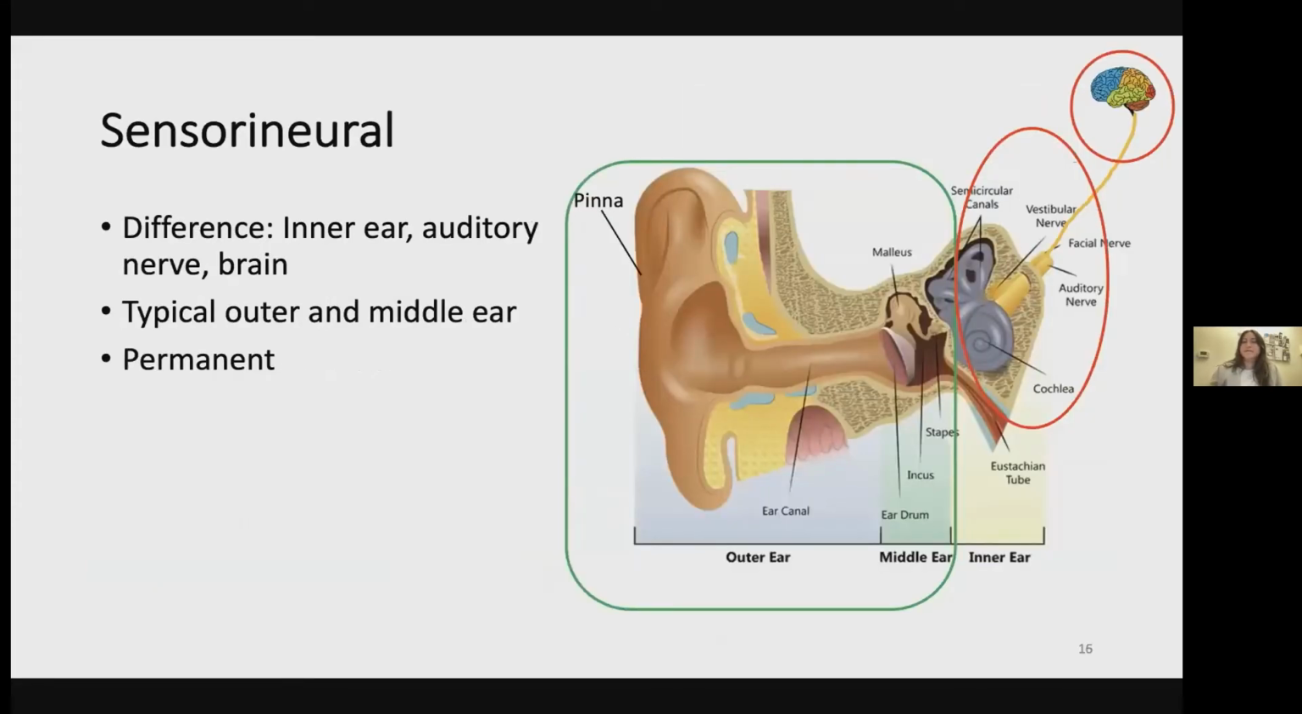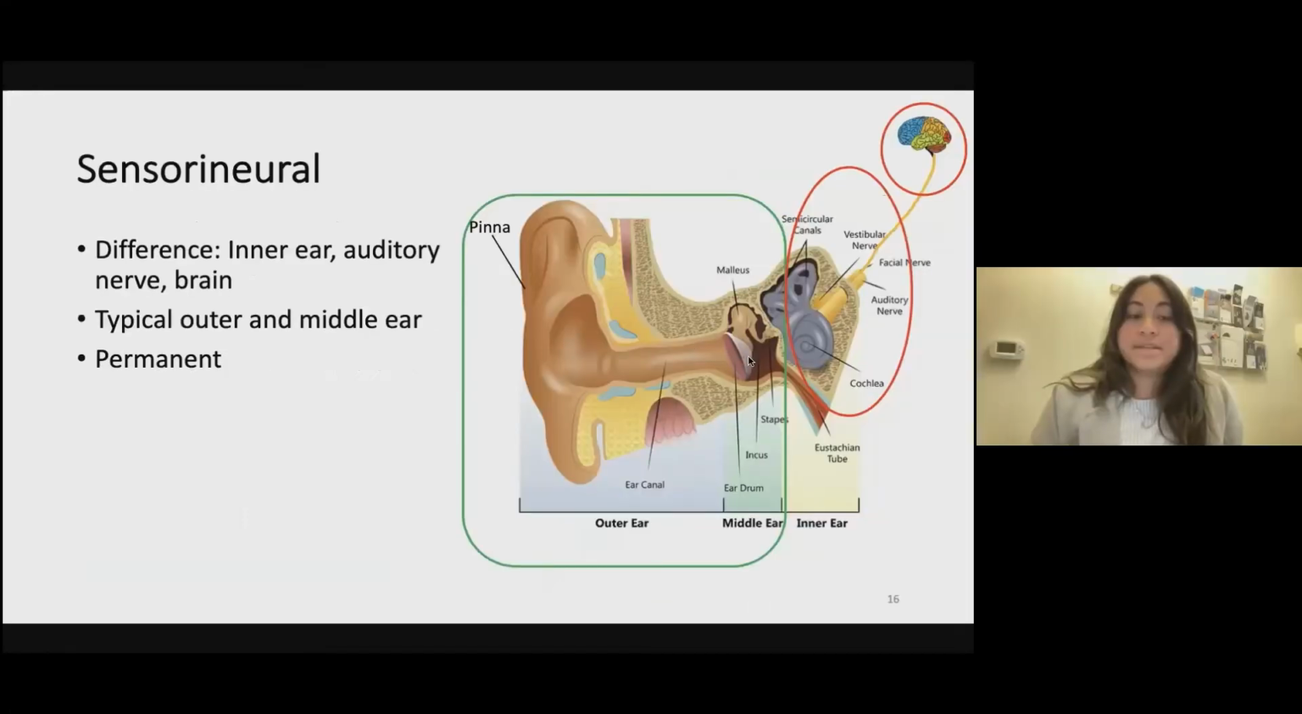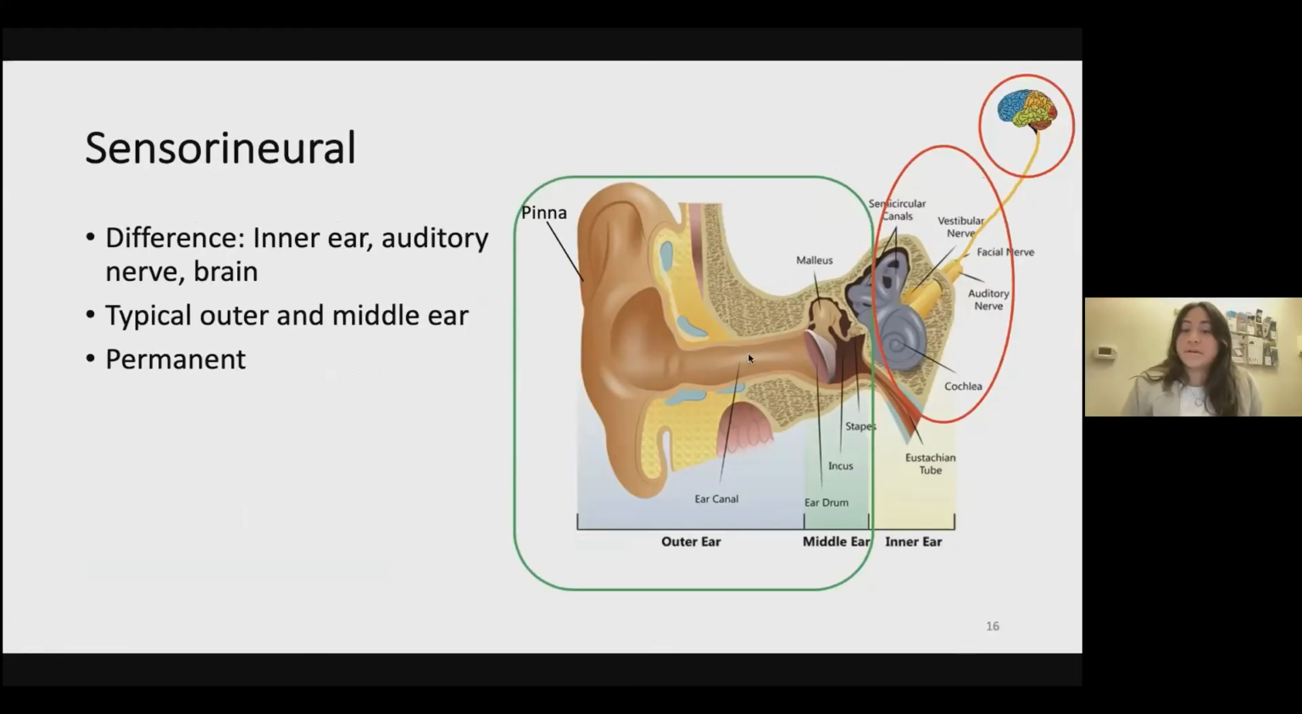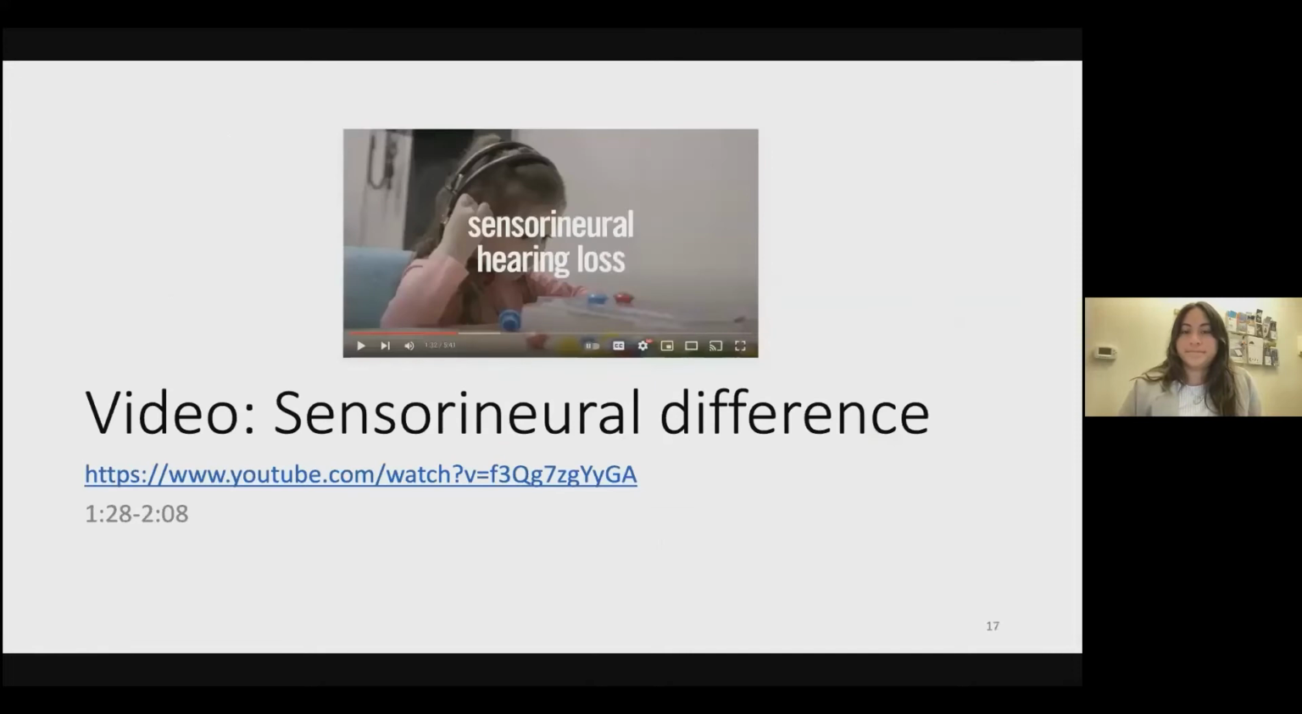The next type of difference we'll talk about is called a sensorineural hearing difference. This occurs when the hair cells in the inner ear or cochlea either are not developed typically or are damaged. With a sensorineural difference, the outer ear and middle ear are functioning typically, but the site of difference is again in that inner ear or the nerve, or it can even be up to the brainstem or auditory cortex of the brain. Next I'll show you a quick video to illustrate the sensorineural difference.